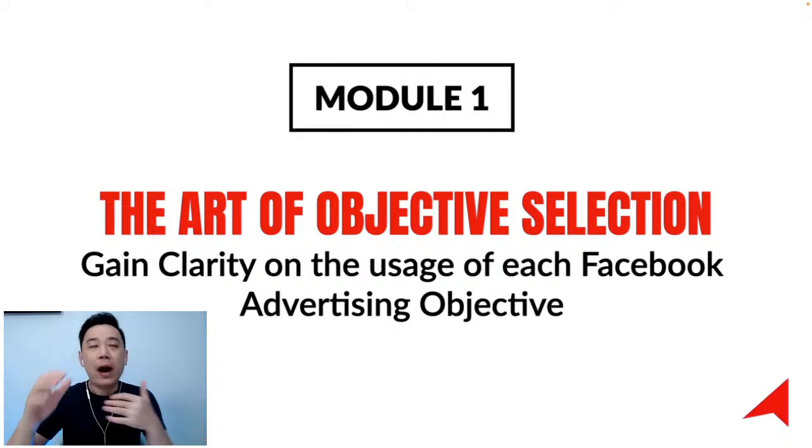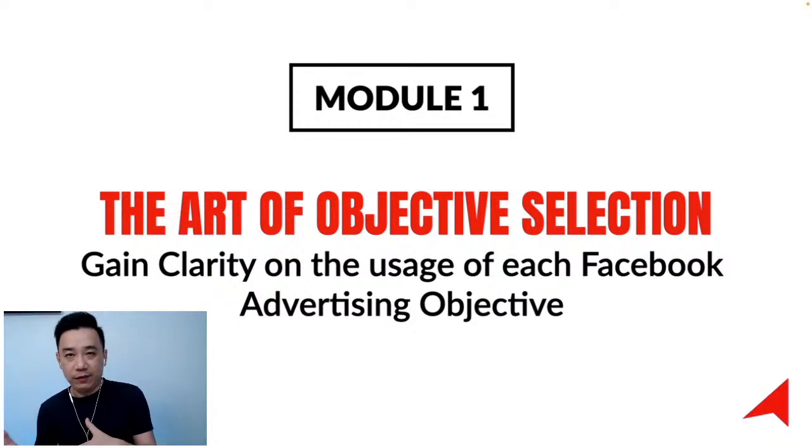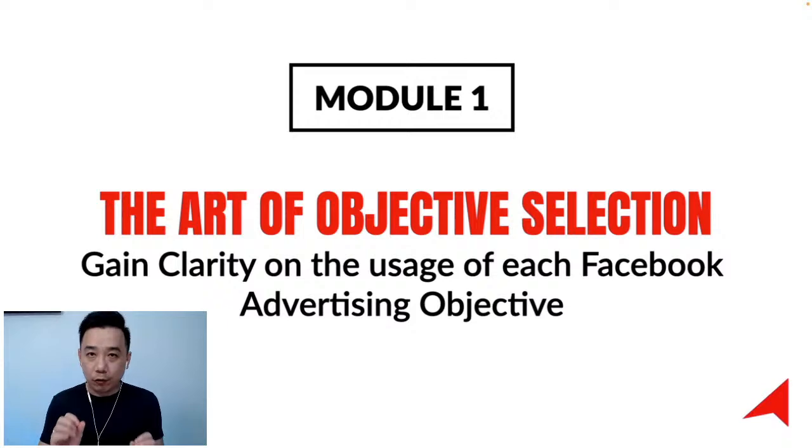Like when you should be using reach and when you should not be using reach. Okay, how can you use conversion? Let's say if you have a new website, what kind of conversion should you start with? Should you go for conversion or traffic? So these are the questions that we'll be addressing in module 1, basically to help you gain clarity about our usage of each objective. So that's module 1. You need to go through this because this is one of the main pillars, right? So that's the objective selection.